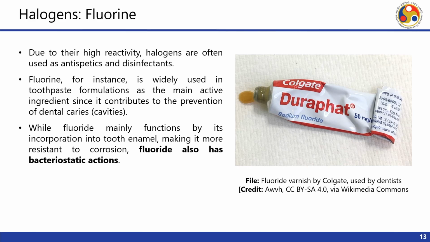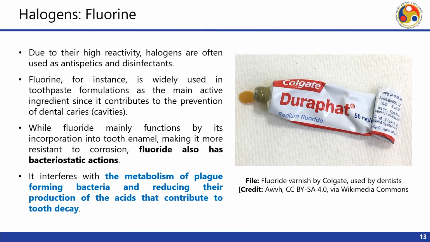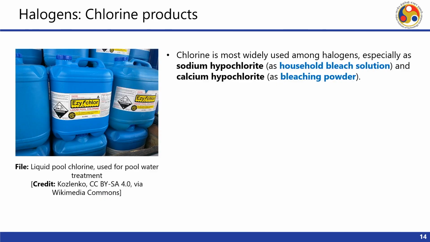While fluoride mainly functions by its incorporation into tooth enamel, making it more resistant to corrosion, fluoride also has bacteriostatic actions. It interferes with the metabolism of plaque forming bacteria, reducing their production of the acids that contribute to tooth decay.